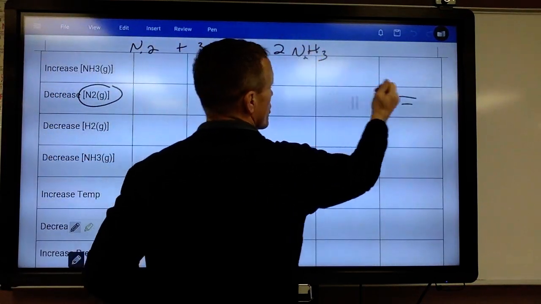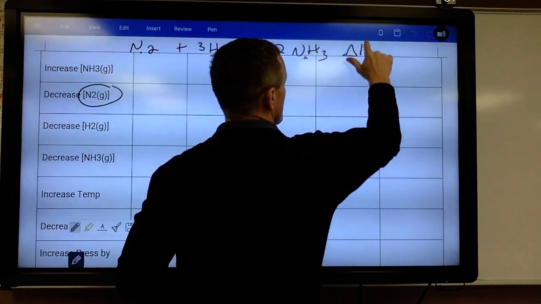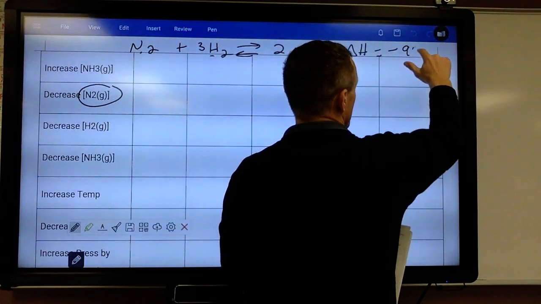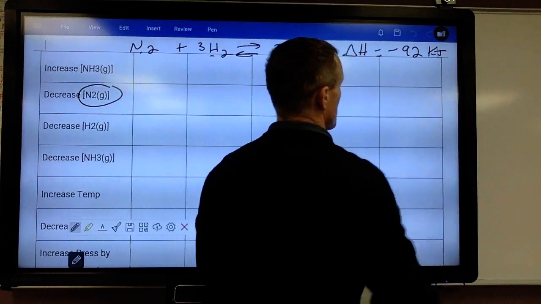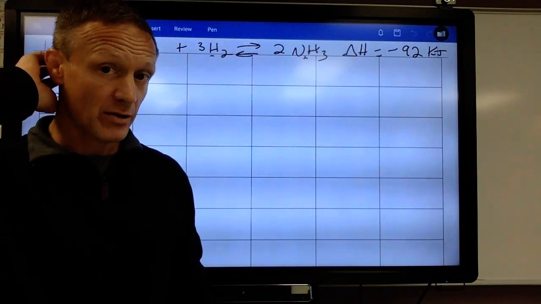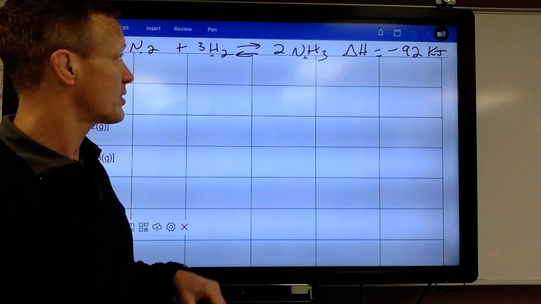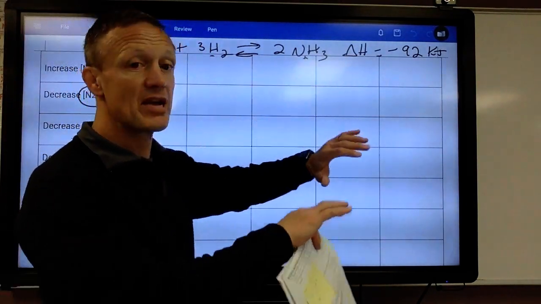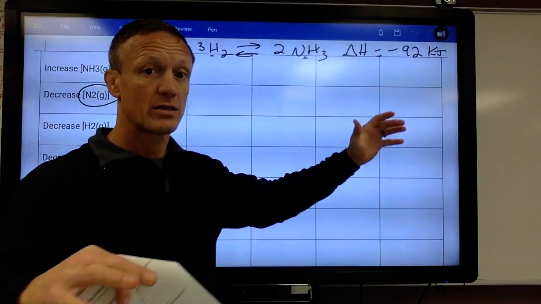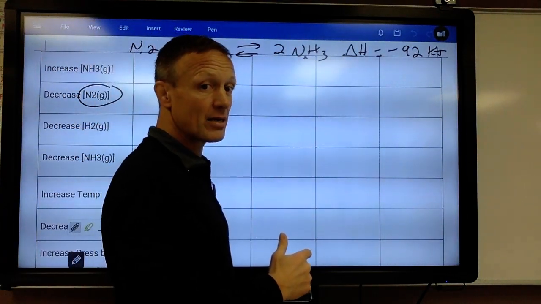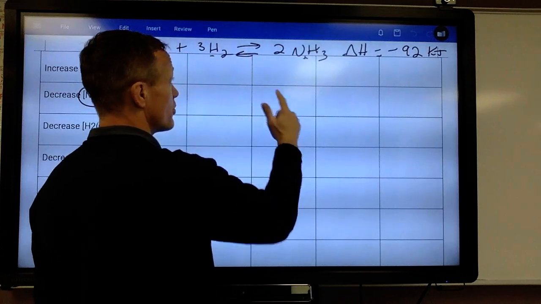So this is probably the hardest one. Temperature is probably the hardest one. Our delta H is negative 92 kilojoules per mole. Remember, that is in the forward direction, it's exothermic. So that means as we move this way, heat's being given off to the surroundings. It's endothermic the other way. So as we add heat in, it's moving that way.